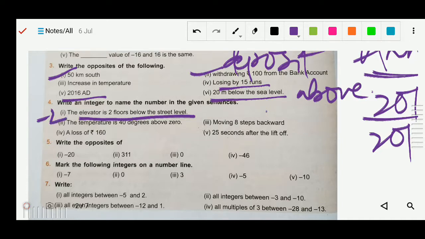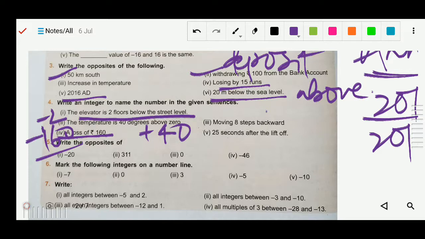Next, temperature is 40 degrees above 0, so what is that? Plus 40. So likewise you can read and try to solve it. You just read and understand. Like a loss of 160, it means minus 160, because there is a loss. So likewise you can solve.